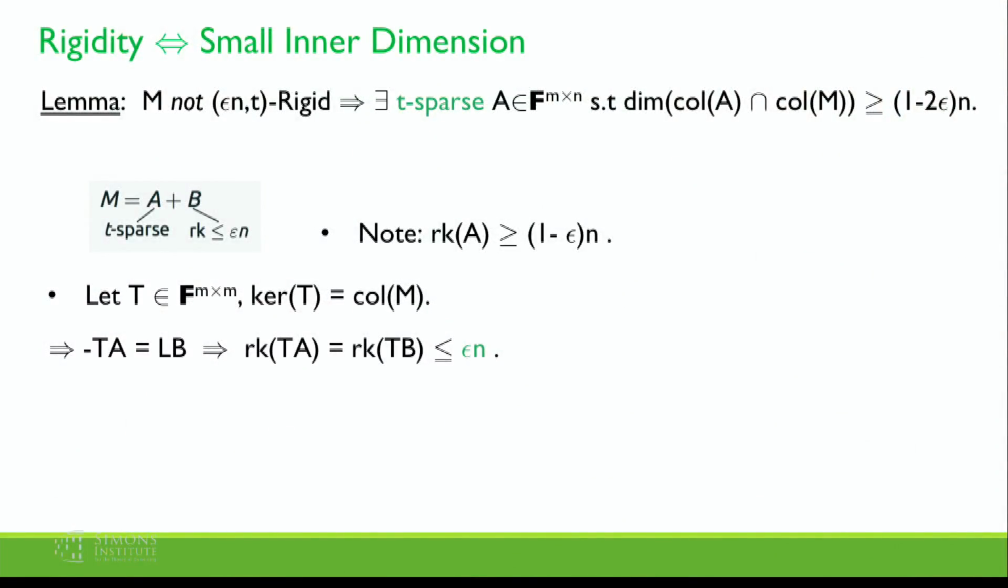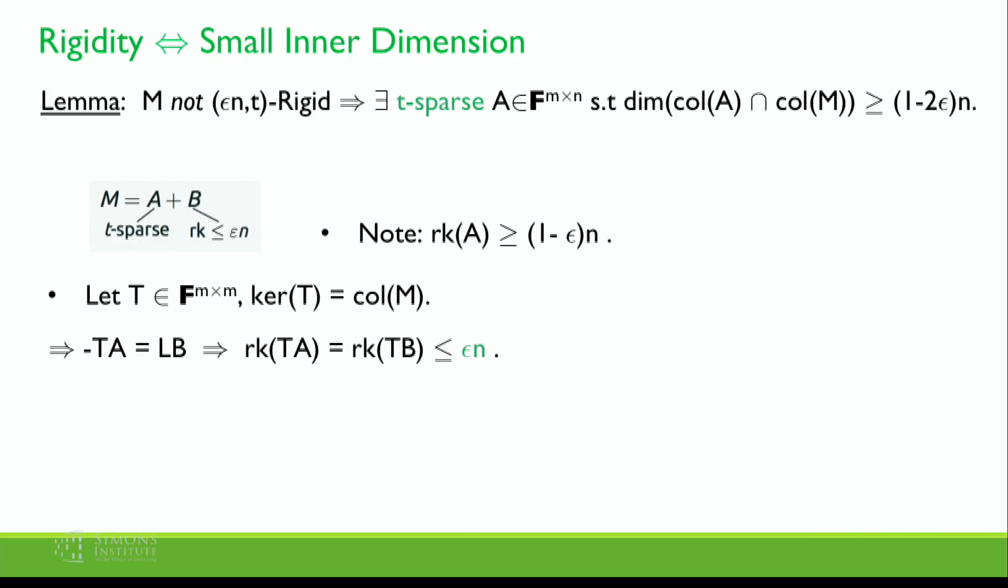Okay, so let's think about it. We know that the rank of TB cannot be more than epsilon n, right? Because rank is submultiplicative. You cannot increase the rank by multiplying by a matrix, and the rank of B was very small, was epsilon n. So how could it be that the rank of TA is small?